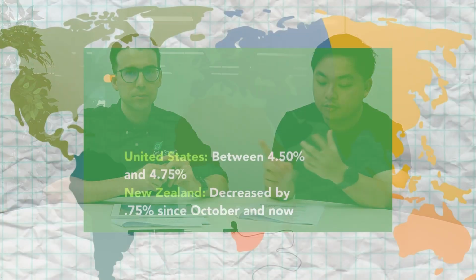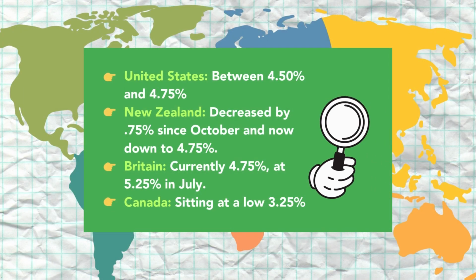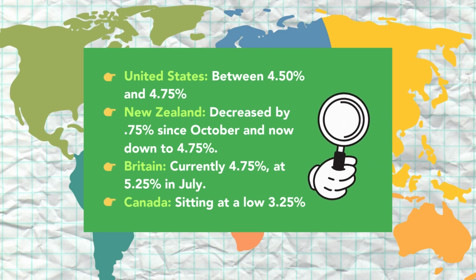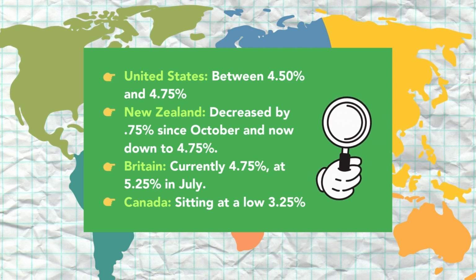And so as I said earlier, the numbers are still higher in other countries. To give you an idea, the US Fed rate is between 4.5 and 4.75. New Zealand is at 4.75%, where they've decreased by 0.5% since October. So recently. Very recent. Britain is at 4.75%, whereas in July they were still at 5.25%, so they've come down a fair bit as well. And finally, Canada is actually all the way down at 3.25%.